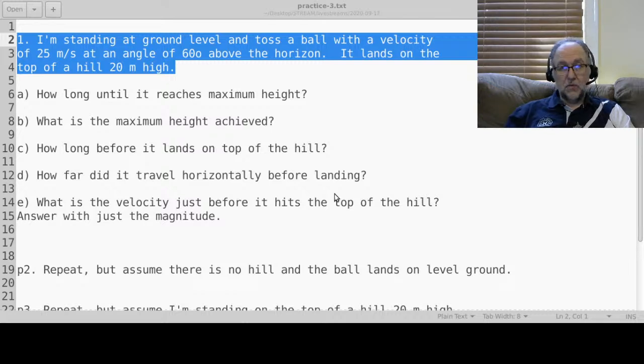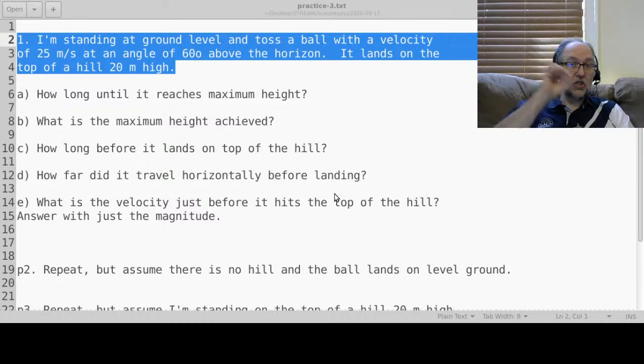Okay, and then I ask a series of questions. How long until it reaches maximum height? And what is maximum height? That's part B. Then part C, how long before it lands on the top of the hill? Okay, and how far did it travel horizontally before landing on the top of the hill? And finally, what's the velocity when it lands at the top of the hill?